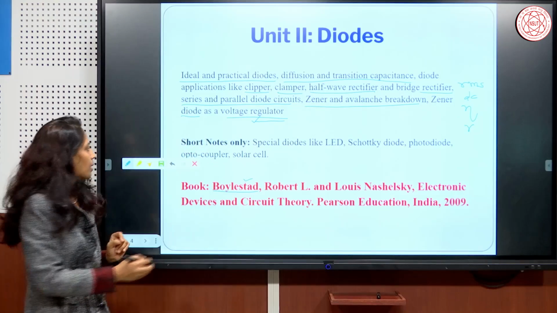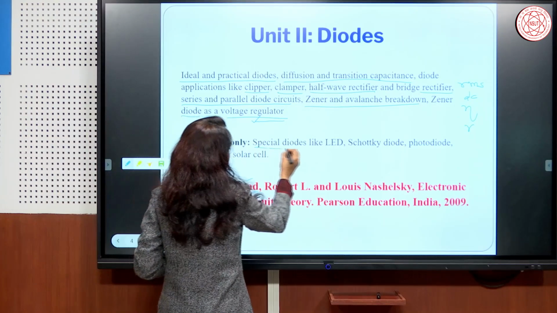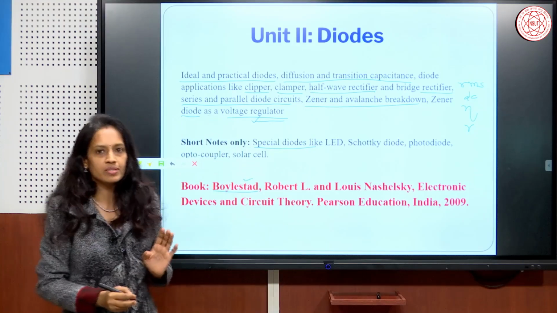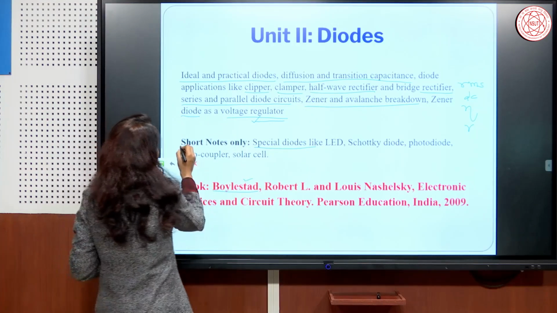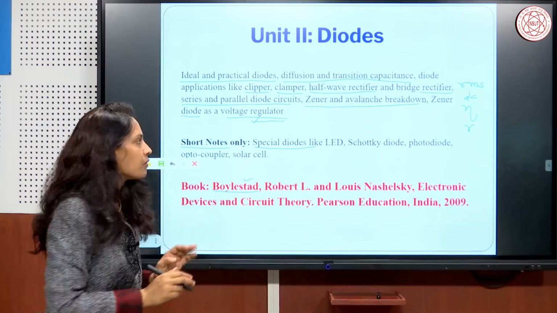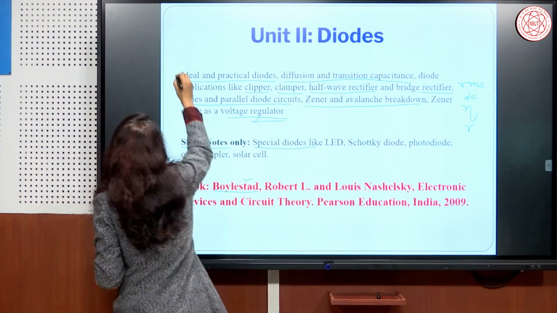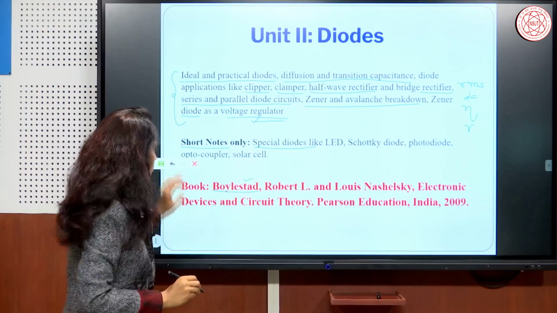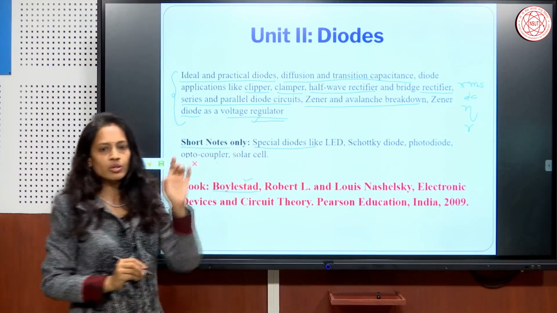Now there are some special diodes like LED, Schottky diode, photodiode, optocoupler and solar cell. These topics you have to prepare only for short notes. No numerical will be turning up on these topics. Whatever numericals are there will basically be related to this portion of your diodes only. This portion you have to prepare from a theoretical point of view.